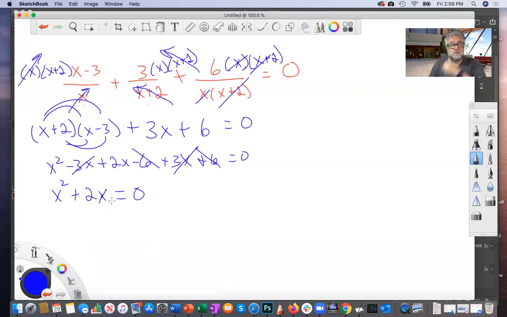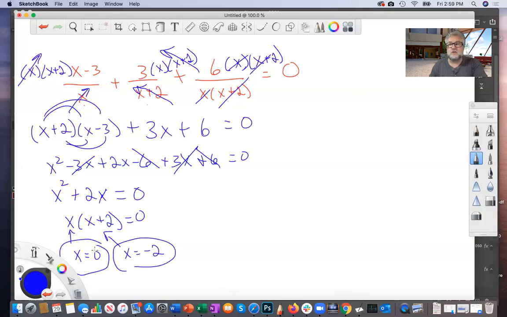So how do we find the solutions of this? We factor. So the solutions for this one is x equals 0, and the solutions for this one is x equals minus 2. We are brilliant. We make a good team, you and I.